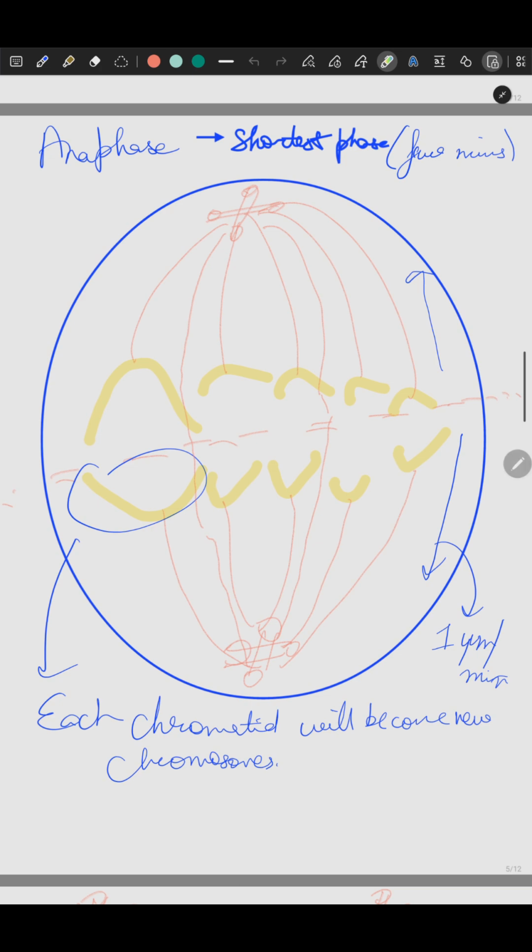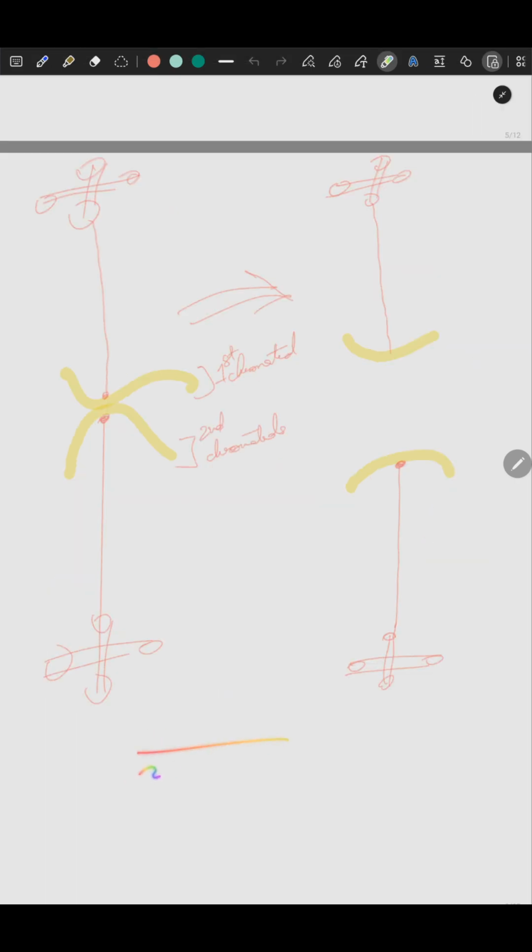Then comes our anaphase, the shortest phase of mitosis, lasting a few minutes. You can see the chromatids become the new chromosomes. They are moving at a speed of 1 micrometer per minute. Now the question arises: why are they not pulled like this way or like that way? Because the kinetochore is attached here at the centromere, they are pulled from this side.